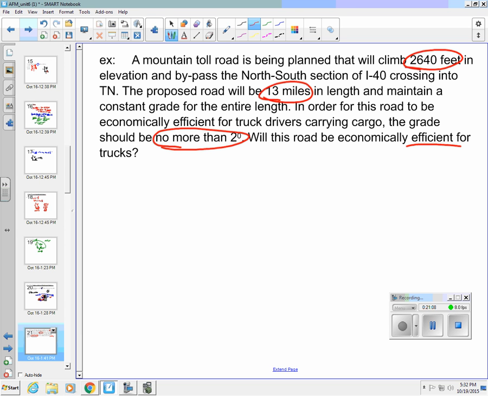So we're going to have to do the same thing to figure this out. We've got a big mountain road. It's going to be 13 miles long. It's going to climb 2,640 feet in elevation. That's the same as half a mile. I want to make sure our units match up. So I have miles here, miles here. You could also put 13 miles into feet. You'd be working with bigger numbers, but as long as your units agree, you'll get the correct answer.